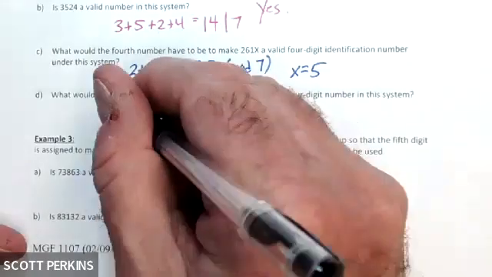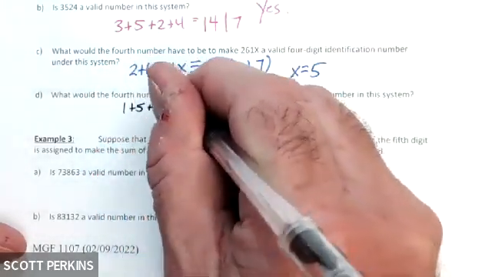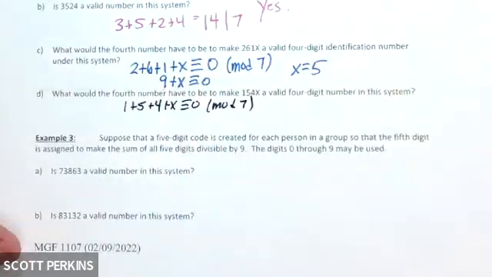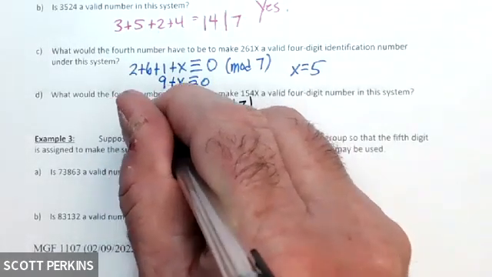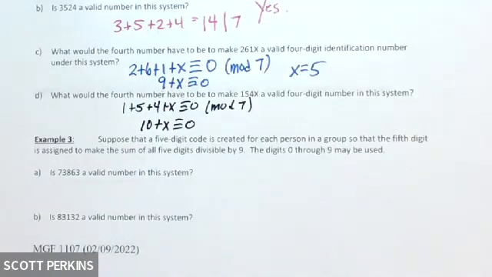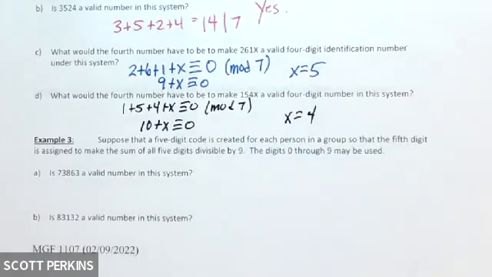So this one, we've got 1 plus 5 plus 4 plus x. Again, that has to be congruent to 0 mod 7, meaning it has to be divisible by 7. So that is 10 plus x has to be divisible by 7. Well, what's the only value of x from 0 through 9 that will make that true? 4. That is true. Great. X is 4.